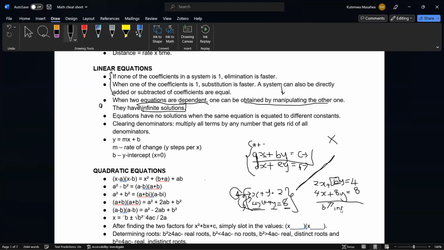I'll try it. Go ahead. Sorry? Can you repeat the question? The question is, you have this system. Sorry, there's a lot going on the screen right now. Let me put it in red. Give me a second. The value of b for infinite solutions, right? Yes. What value of b will make this have infinite solutions?